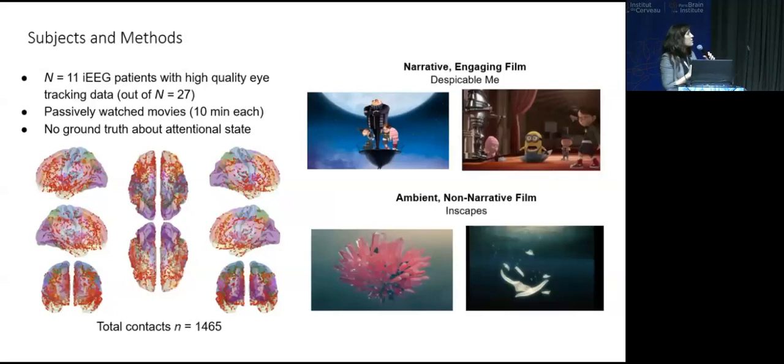The data I'm looking at is from 11 patients out of 27 who had really good eye tracking data, where we didn't have to interpolate it at all. They passively watched movies, and we had pretty good coverage across most brain networks, except the visual network, which is a limitation. But I'm comparing two different movies.